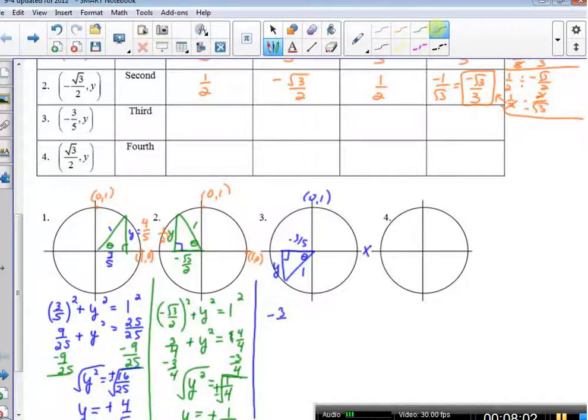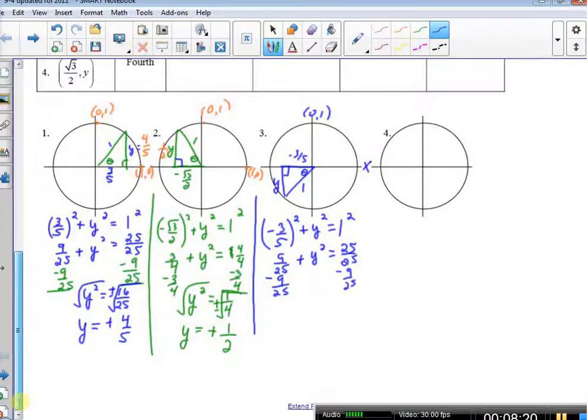So here we go, negative 3/5 squared plus y squared equals 1 squared. So 9 over 25 plus y squared equals 25 over 25. Subtract 9 over 25, and we get 16 over 25, square root, plus or minus. But this time y is going to be negative. Square root of 16 is 4, square root of 25 is 5. And it's going to be negative because you are in quadrant 3, and y-coordinates would be negative there. So this y-coordinate is negative 4 over 5.